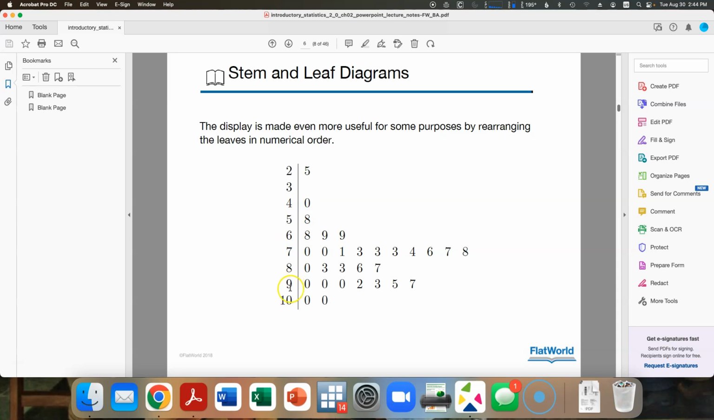And then we can see here, if we're trying to see where most of the observations are, it's pretty quick. We can pretty quickly look at the stem and leaf diagram and see that it's on the upper tail of this data, the 70s, the 80s, and the 90s, where most of the data points are. And that we can do pretty easily with the stem and leaf diagram.